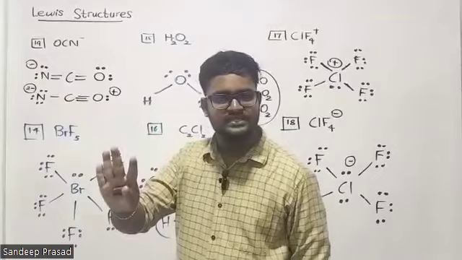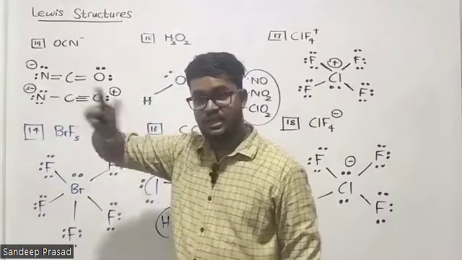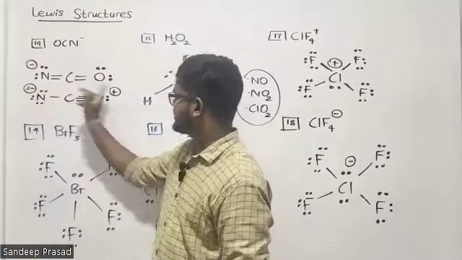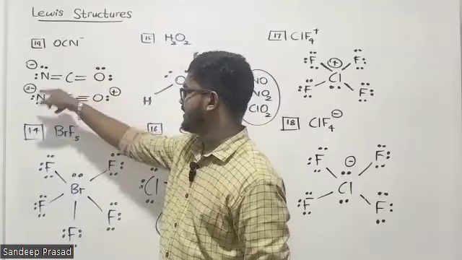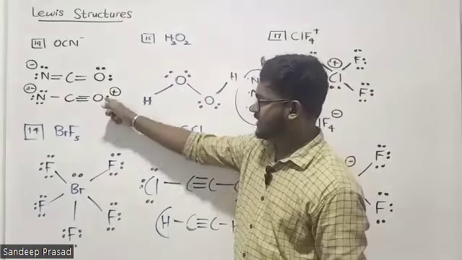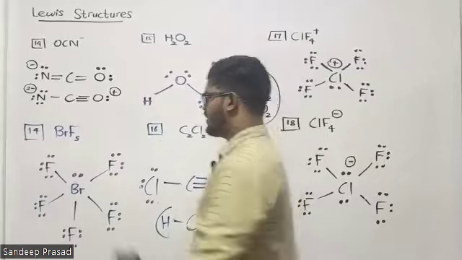But how many electrons are there exactly in the nitrogen's valence shell? 5. But here we have 7. That means extra 2 electrons are there, 2 minus. But the overall charge is minus. Minus 2 plus 1 is minus. Right? So therefore, someone can consider this is the Lewis structure.